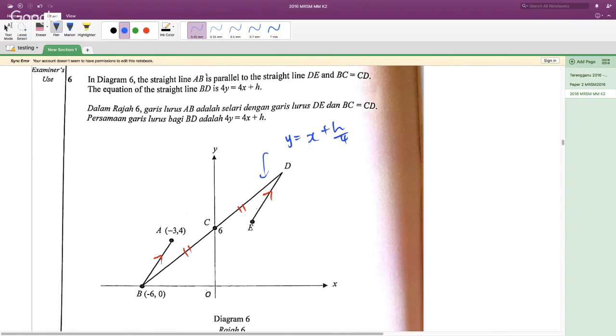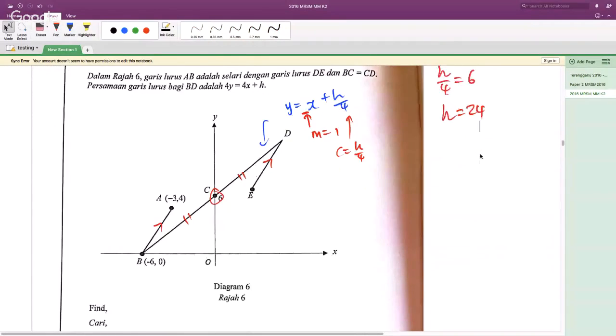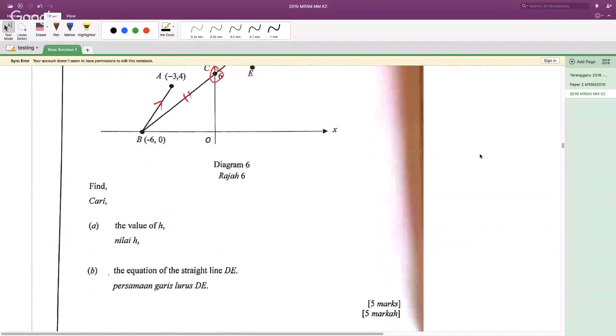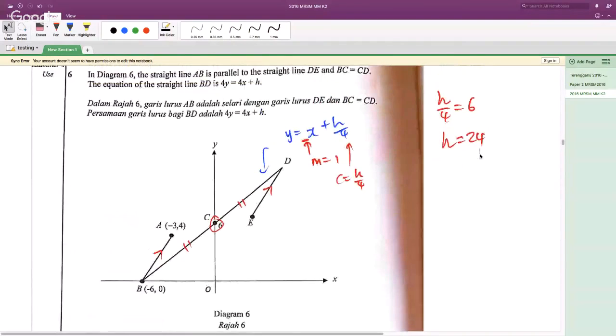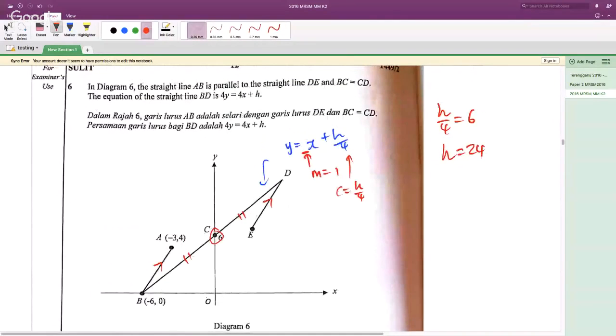From this equation, at least I have some information. My gradient is 1 and my vertical intercept c is h over 4. That is my y-intercept, so h over 4 equals 6, and h equals 24. I haven't read the question yet: find h, which was very easy, and find the equation of DE. Since they are parallel, I will find the gradient of AB, because the gradient of AB is the same as the gradient of DE.